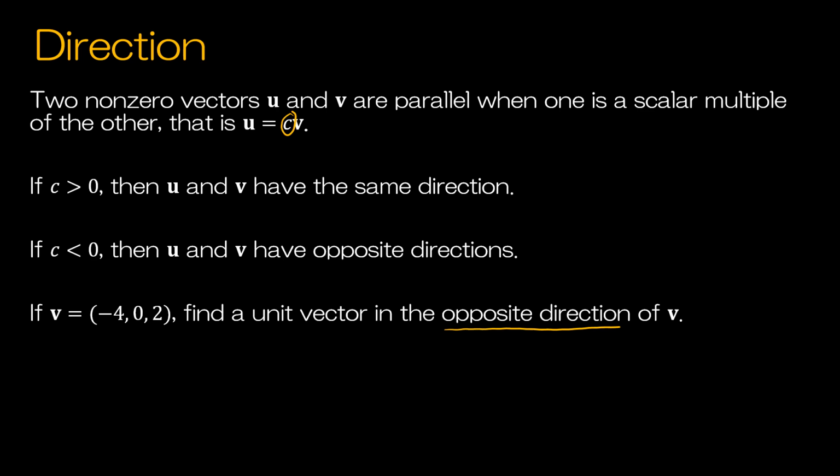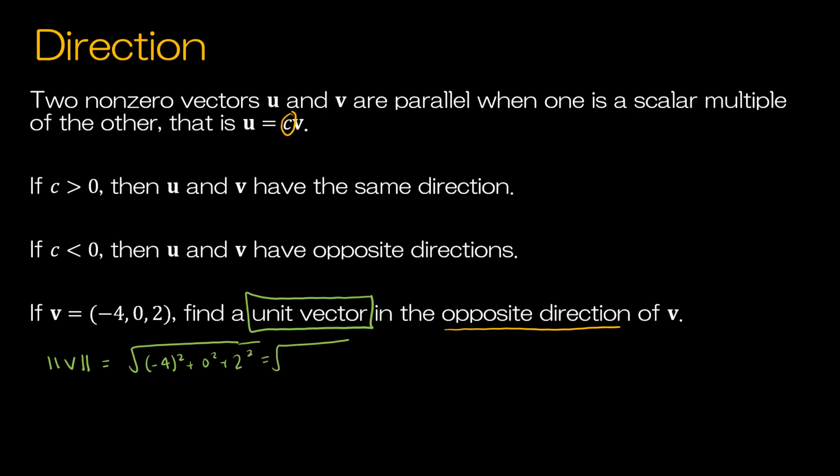So in this case, they've asked us to find a unit vector and a unit vector in the opposite direction of v. So let's start with finding the unit vector. The first thing we have to do is find the length of v, which is the square root of -4 squared plus 0 squared plus 2 squared.